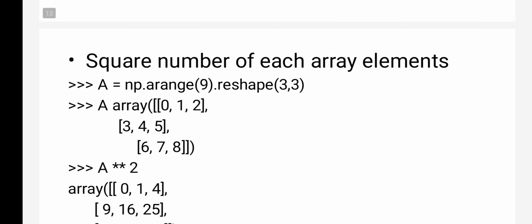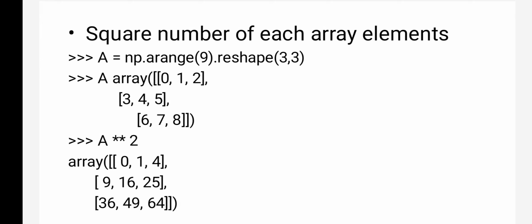Next, you see the square of each array element. Square means multiplying with the same number. Multiplying with itself means the power of 2.